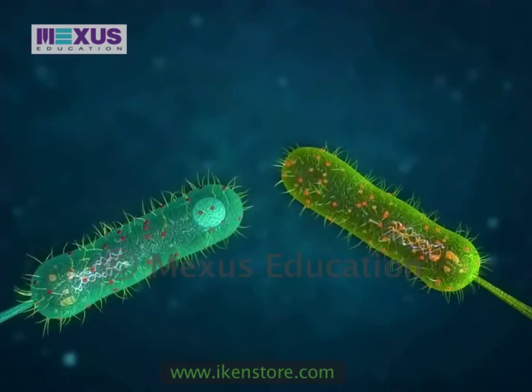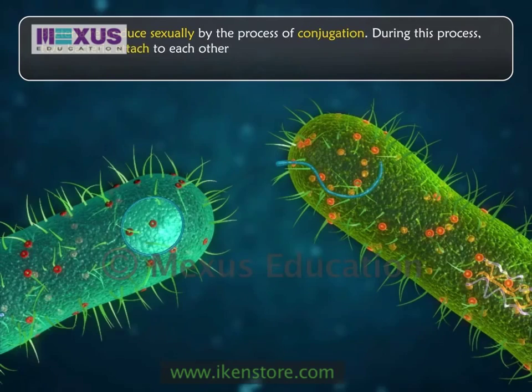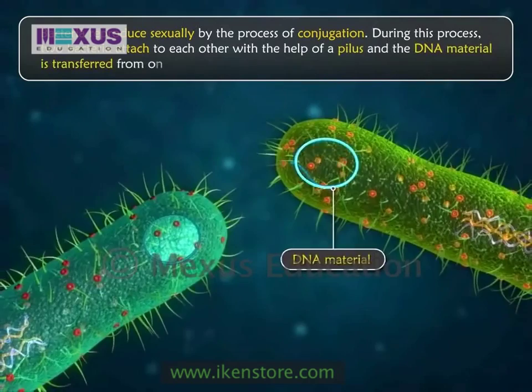Bacteria reproduce sexually by the process of conjugation. During this process, two bacteria attach to each other with the help of a pilus, and the DNA material is transferred from one bacterium to another, giving a scope to genetic diversity.